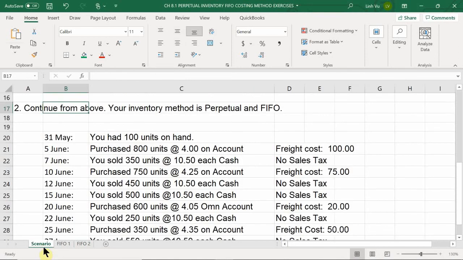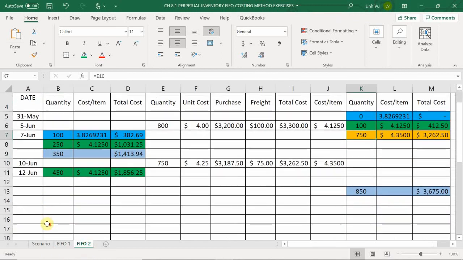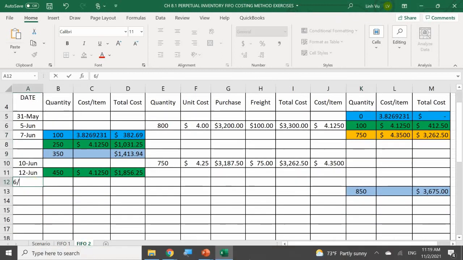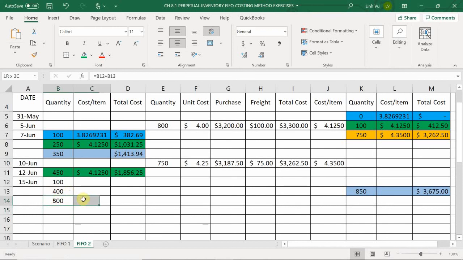So next one on June 15, we end up selling an additional 500 units. So if we sold an additional 500 units on June 15, okay, let's take a look at my inventory. I only have 100 left in my green. That means I need to sell 400 from my orange batch of inventory.